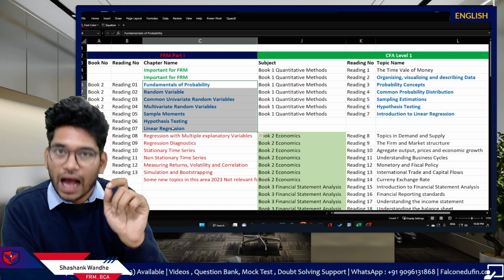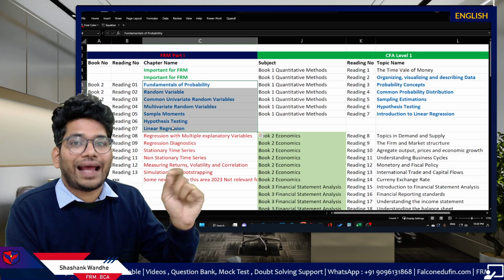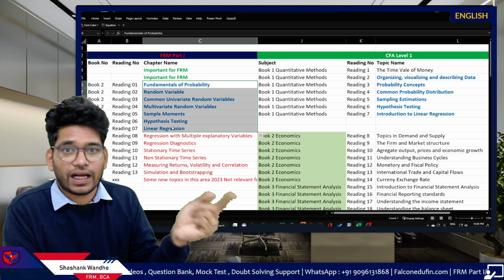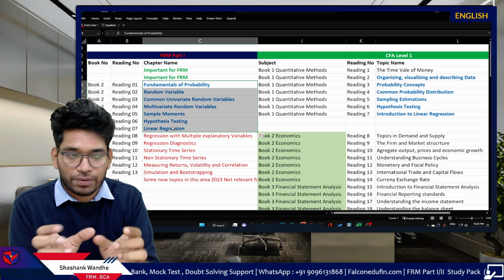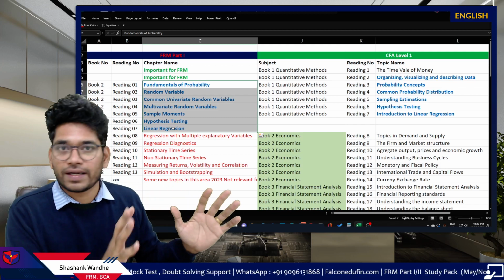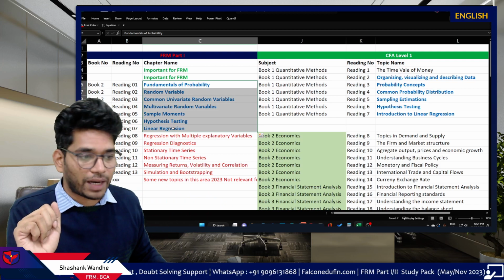And specifically in hypothesis testing, you have 2 or 3 extra concepts in CFA compared to FRM. In FRM, hypothesis testing is a very limited chapter. On the other hand, it is a full-fledged chapter in CFA level 1. So you have to keep that in mind.